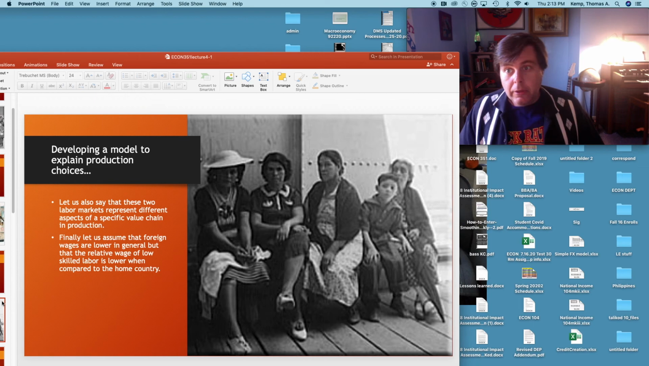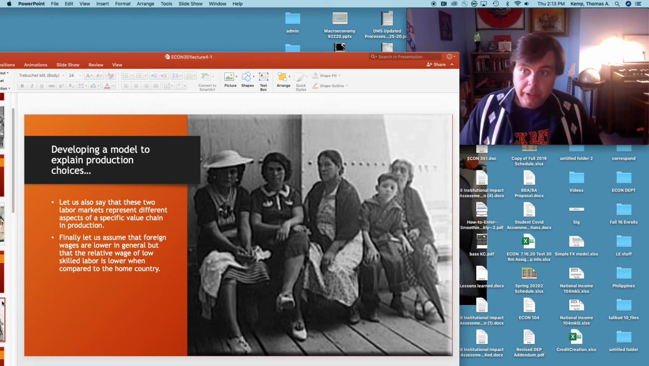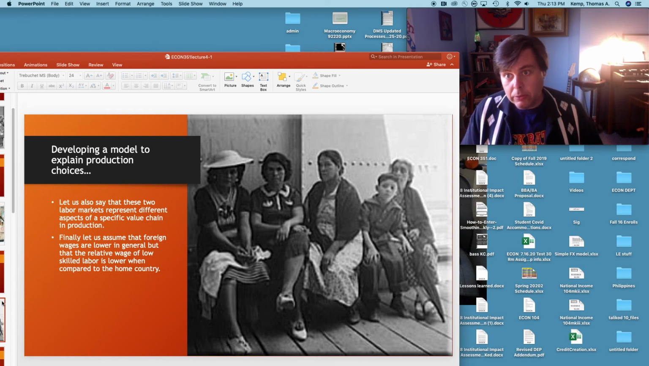Well, if we said the price of low-skilled labor in the home country is $10, and the price of high-skilled labor in the home country is $40. So it's the ratio there. It's 4 to 1, high to low, right? High-skilled labor, $40 an hour, low-skilled, $10 an hour. So the ratio, 4 to 1. High-skilled gets paid 4 times.